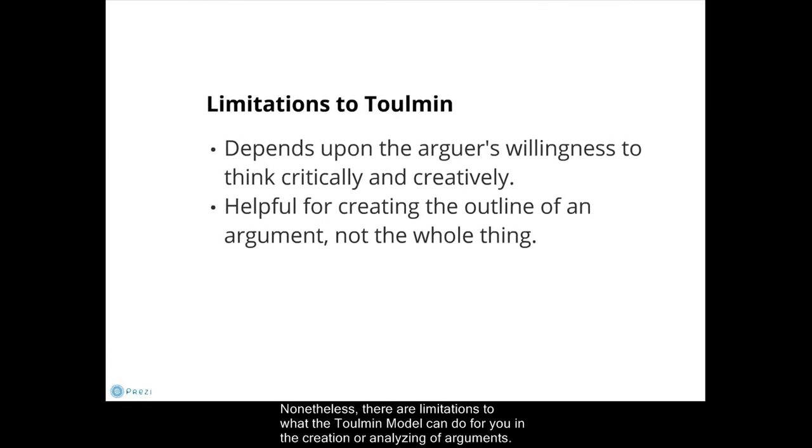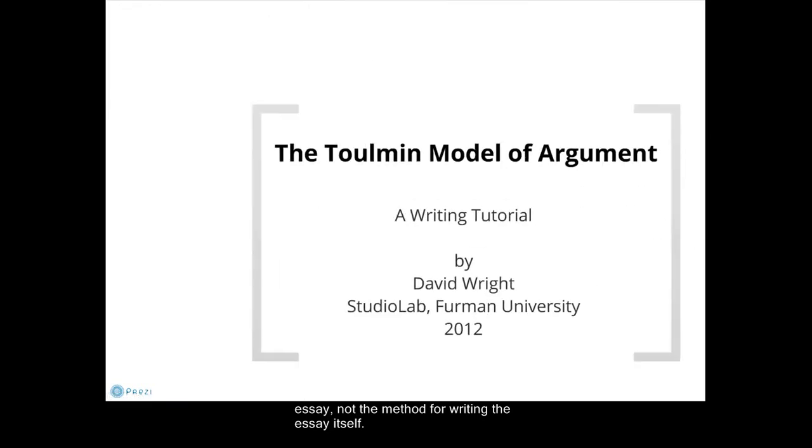Nonetheless, there are limitations to what the Toulmin model can do for you in the creation and analyzation of arguments. Largest among these limitations is the fact that this is a model or outline of a possibly complete argument. That is, you cannot simply take the text produced in a Toulmin model example and put them into paragraph form and have a good academic essay. Instead, think of the model as a heuristic or problem-solving tool to help you work toward a complete essay, not the method for writing the essay itself.